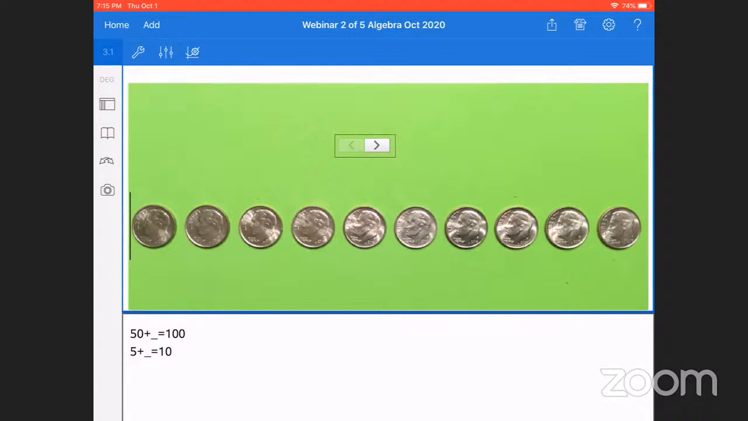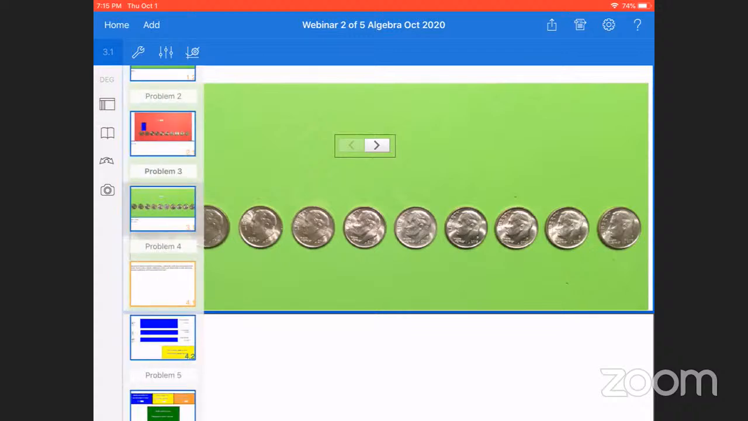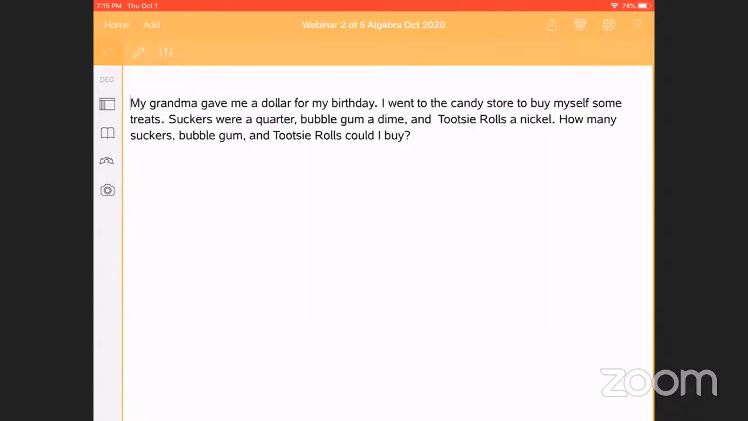The next activity I want to show you is a lot of fun because I give them a real world situation. My grandma gave me $1 for my birthday. I went to the candy store to buy myself some treats. Suckers were a quarter, bubble gum a dime, and Tootsie Rolls a nickel. How many suckers, bubble gum, and Tootsie Rolls should I buy, or could I buy?